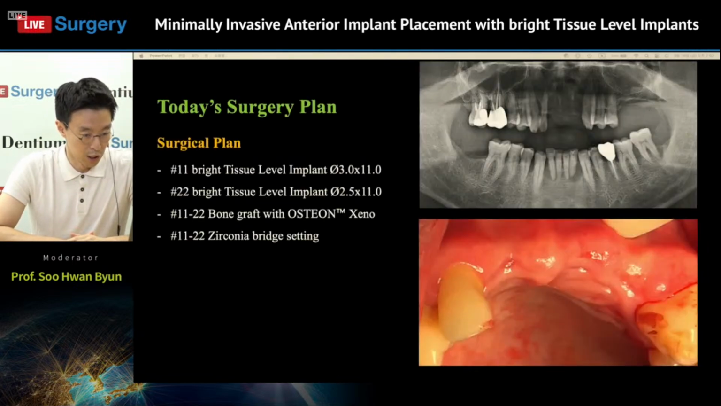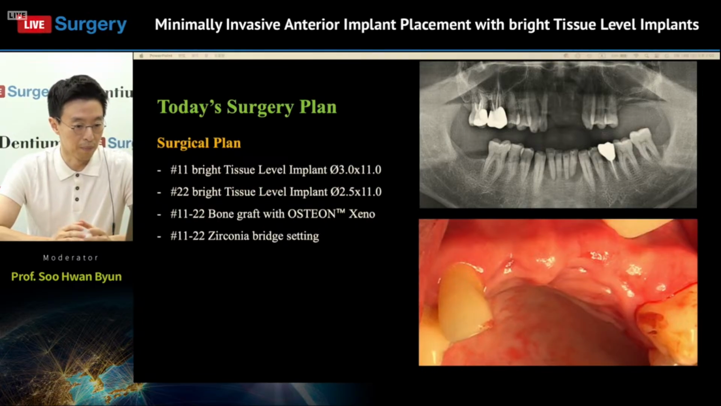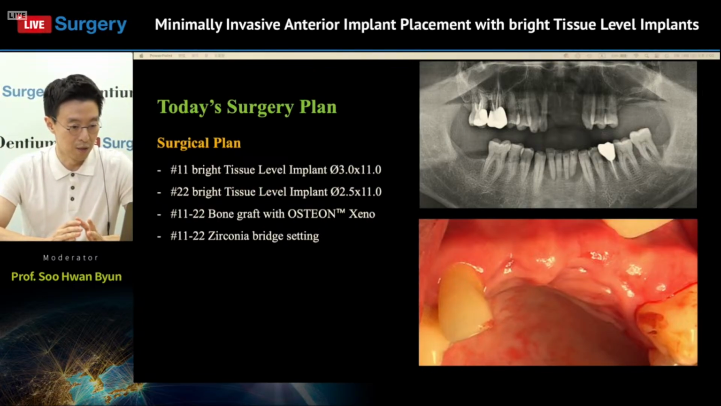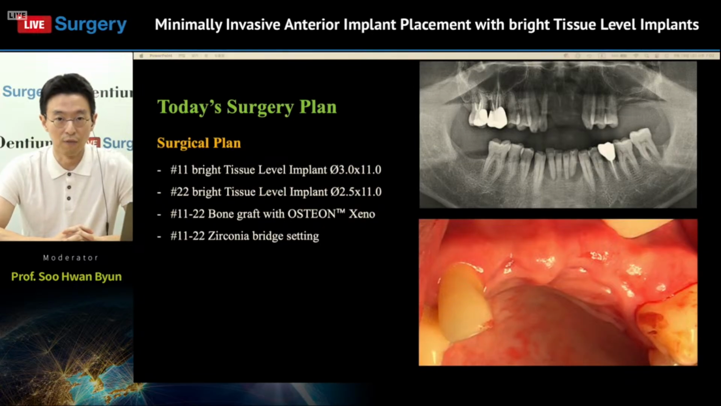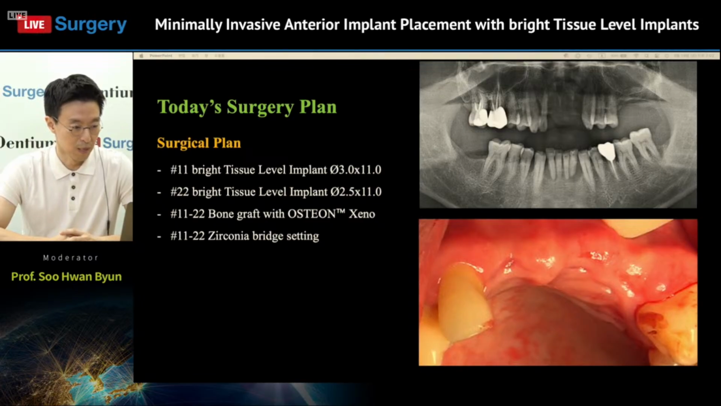Based on the patient's condition, our surgical plan is to place two Bright Tissue Level implants in the upper anterior area. We will use Bright Tissue Level implants with 2.5 and 3 millimeter diameter fixtures. We will also perform bone graft if there is an exposed part of the fixture on the labial side.